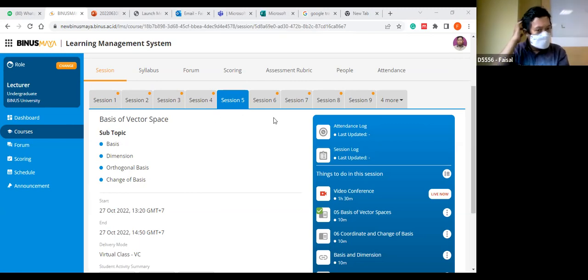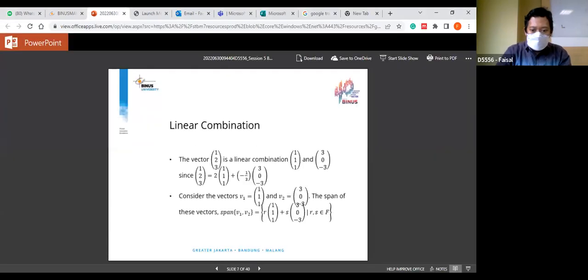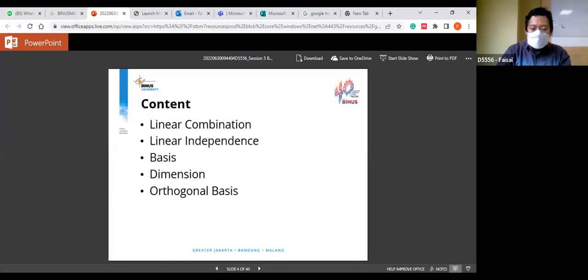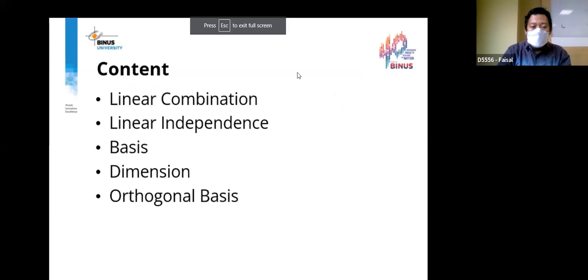So this is one of the properties of the vector space. In this session we will learn all about the basis of a vector space. Before I explain what a basis of a vector space is, we must know some terms and definitions. Okay, so this is the content of session 5.